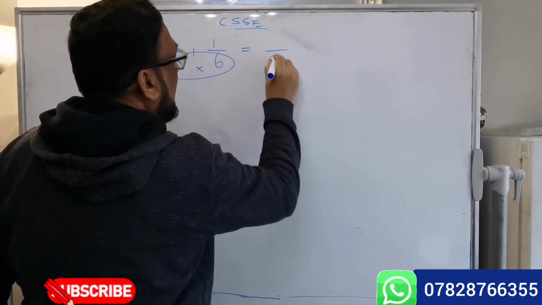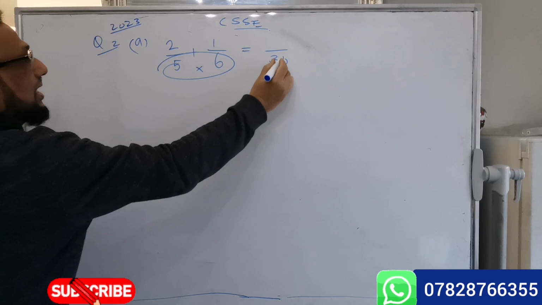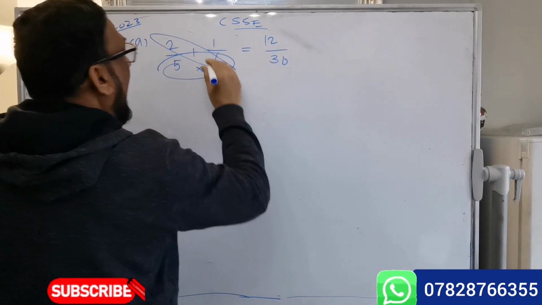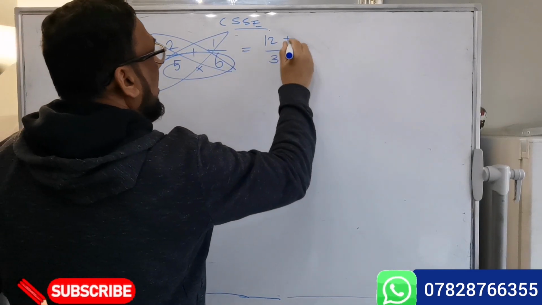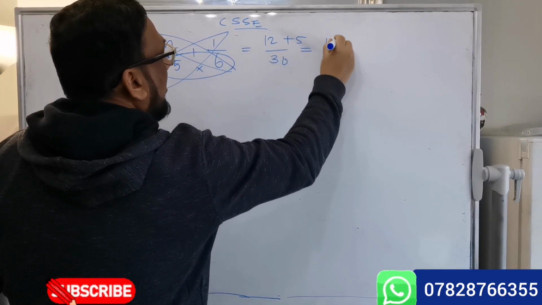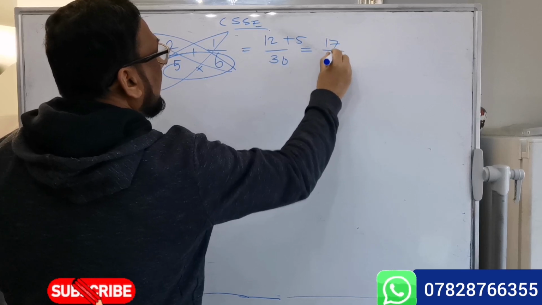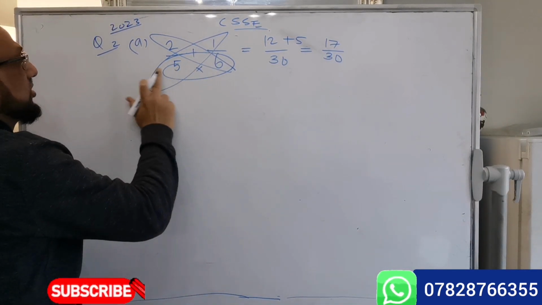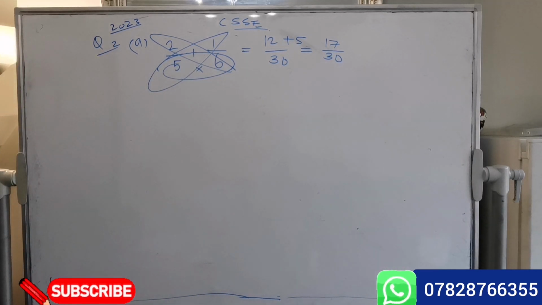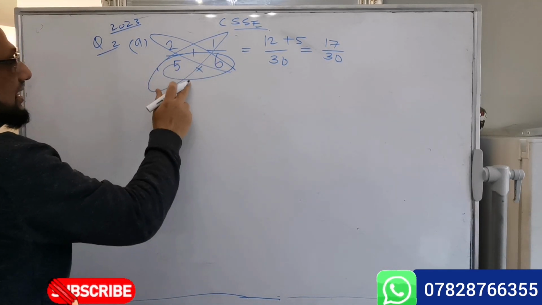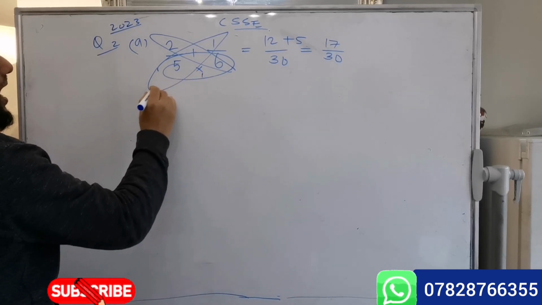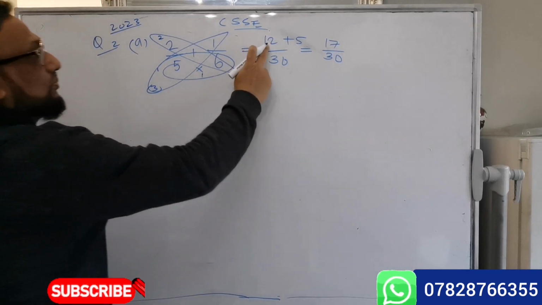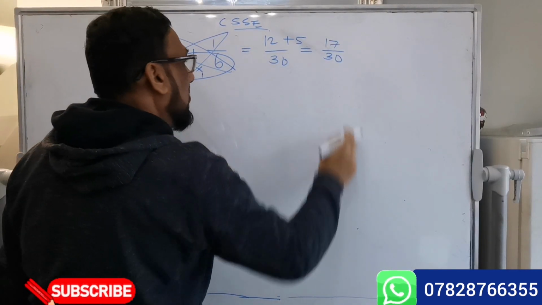So 5 times 6 is 30, and the second step is 2 times 6 is 12, and 1 times 5 is 5. So your answer is 17 over 30. Very simple, very easy. If they are not common multiples, you simply multiply the denominators. So 5 times 6 is 30, and this is your first, this is your second, and this is your third step. Then you simply add these two numbers, and you get 17 over 30.